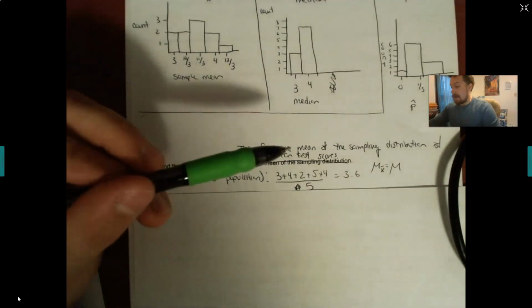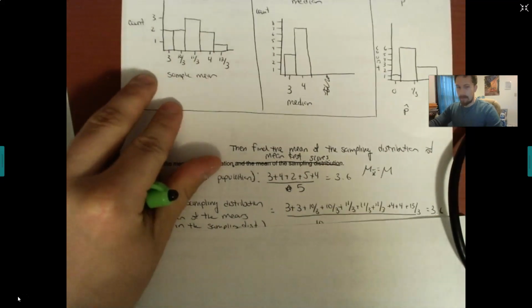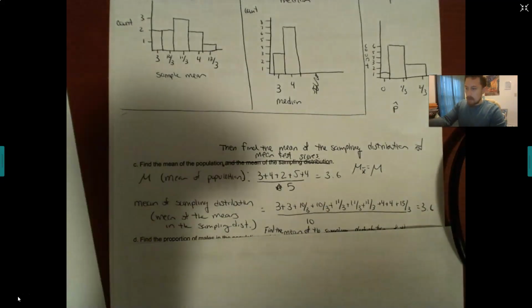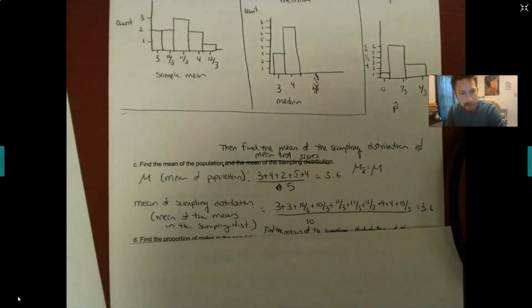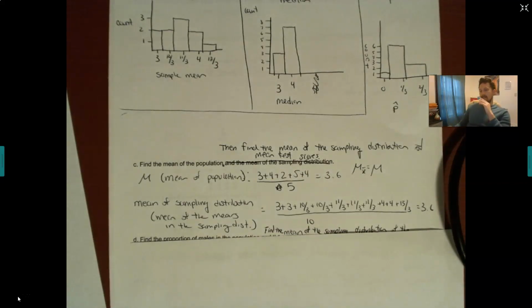So I'm finding the mean of the sampling distribution of mean test scores. I go through each of those 10, add them together, and divide by 10 because there are 10 numbers. And I get 3.6. That's the same thing I got for the population. No way. That's interesting. That's saying when I take a sample, on average, I will get the same mean that I get for the population. So taking a sample and finding the mean is very much an accurate representation, most of the time, of the population.